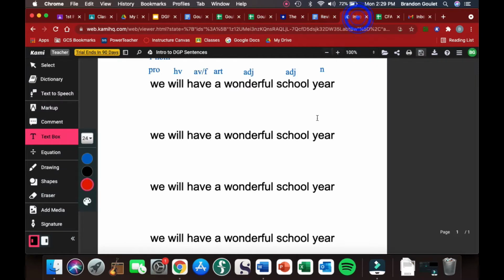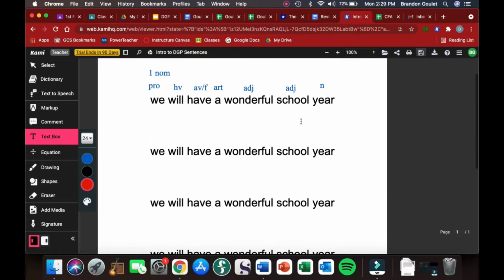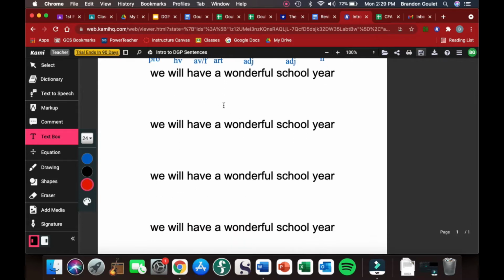Now, again, step one is phrases. So we want to look at our sheet here. We don't have any phrases. We didn't have any prepositions or gerunds or participles. We just had nouns, adjectives, articles, stuff like that. There were no phrases, so we can move on to step two.